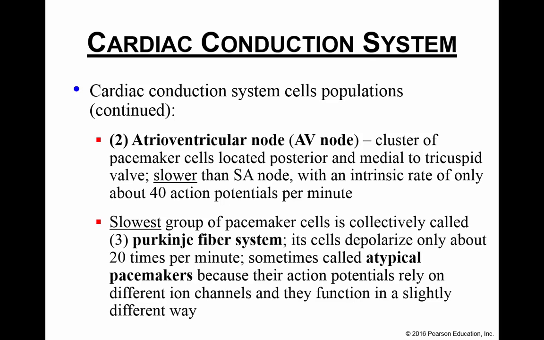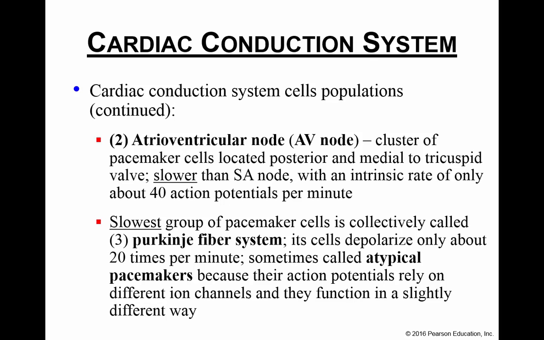Now, then the second population is the atrioventricular node, or AV node. And this is posterior and medial to the tricuspid valve. And it depolarizes slower than the SA node. So it's only going to depolarize and generate about 40 action potentials a minute. So SA node is 60, and then it slows down at the AV node.